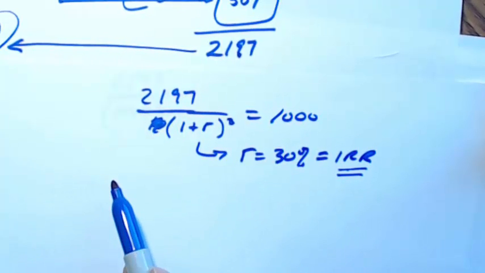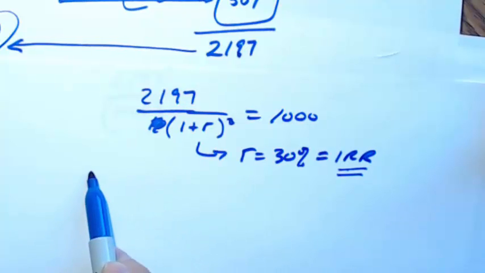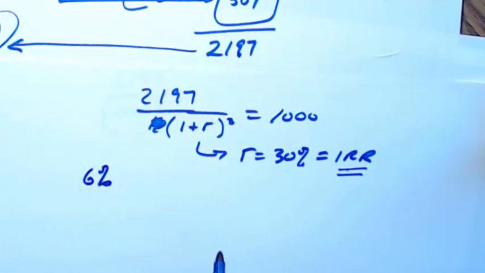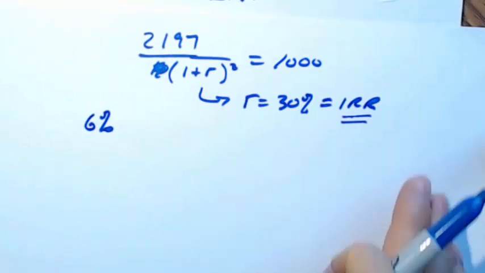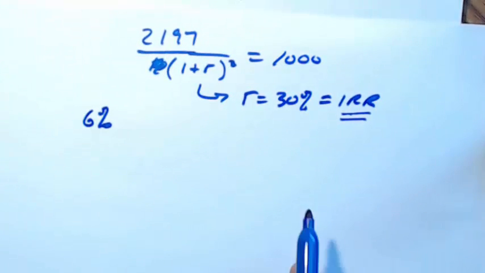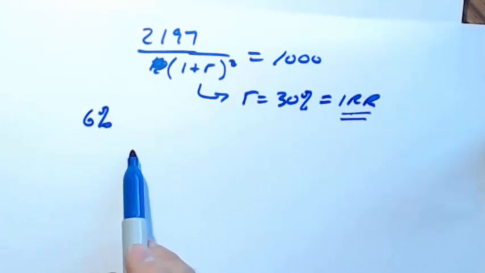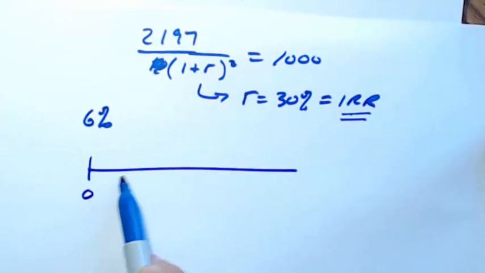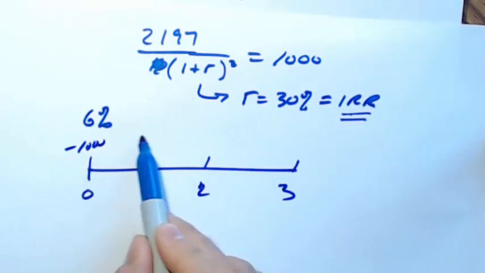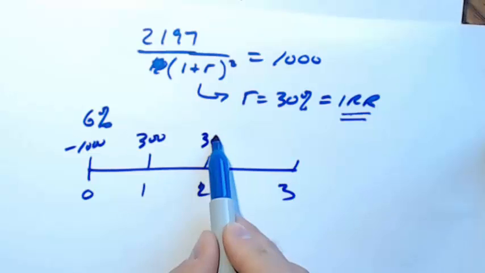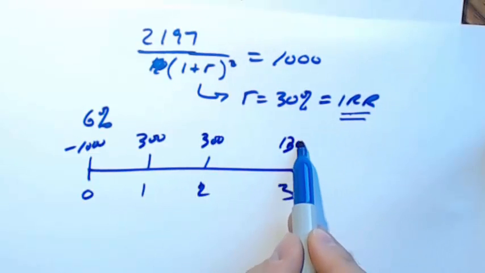So let's say you can reinvest the cash flows at a more realistic 6%. Let's see what happens to the interest rate that sets those cash flows equal. So do the same analysis. 1, 2, 3. We spend $1,000. We get 300 back, and then 1,300 back.